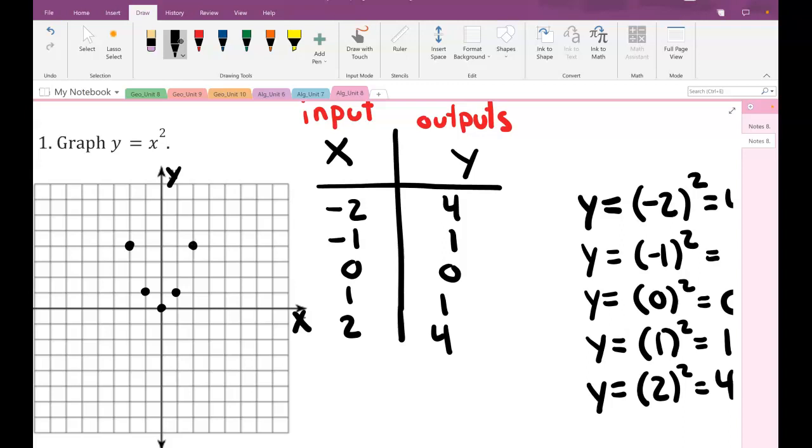Then you want to draw a nice smooth curve through them so it doesn't look like a V, but it looks like a U. And there we go. So at this point already, you'd be like, oh, Mr. Scully, that's a lot of work to do just to graph this. I'm going to show you a shortcut that you could use based on a pattern that we have for quadratics.